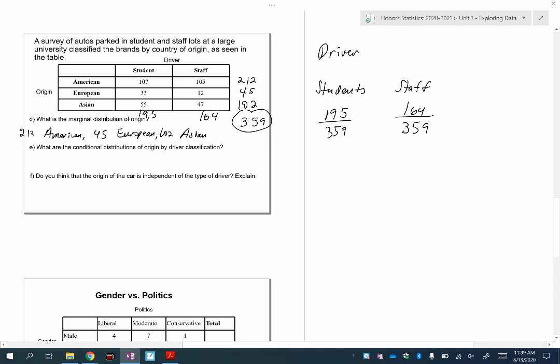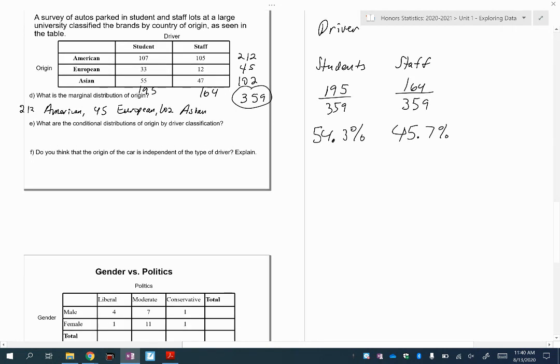Out of 359 cars, how many were driven by staff? 164. So if I get those two percentages, 195 over 359 is 54.3%, and for the other one, 164 divided by 359 is 45.7%. You'll notice that those add up to 100%. So far, I haven't done anything that brings in origin. We're just saying out of all the cars in the parking lot, 54.3% are driven by students, 45.7% driven by staff.